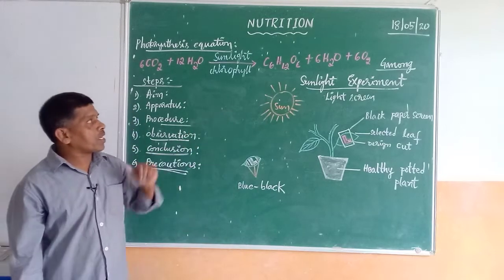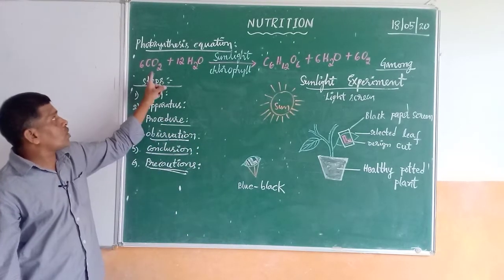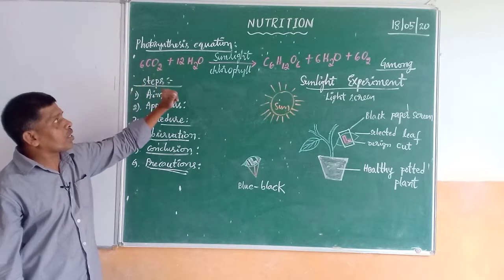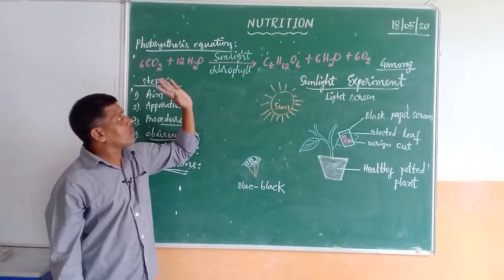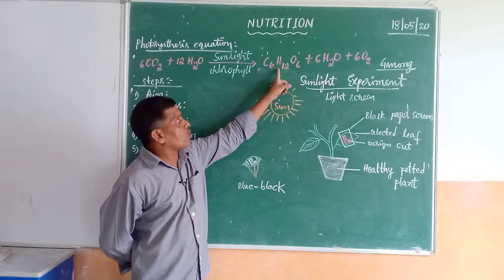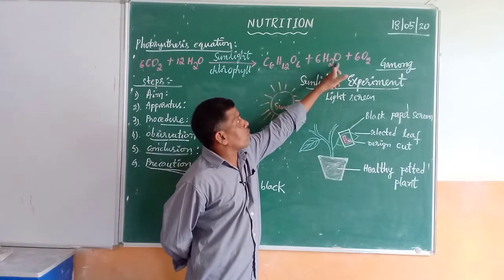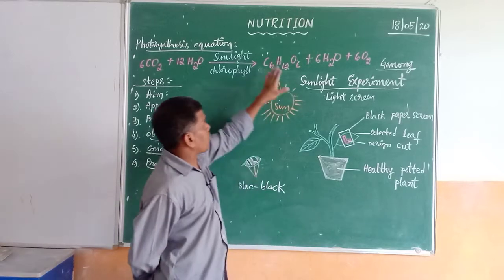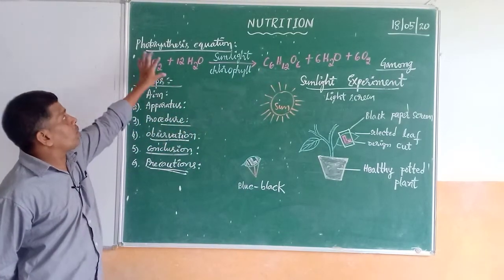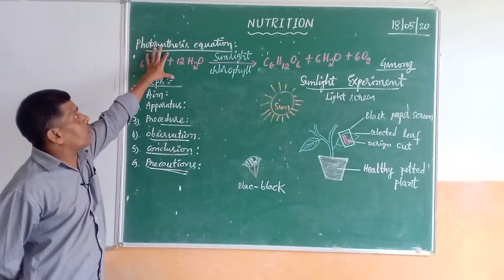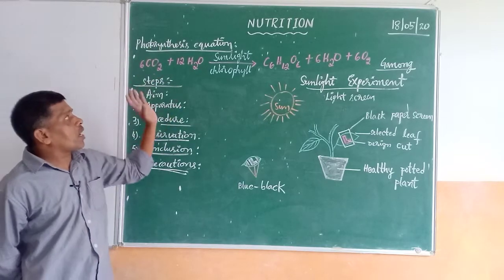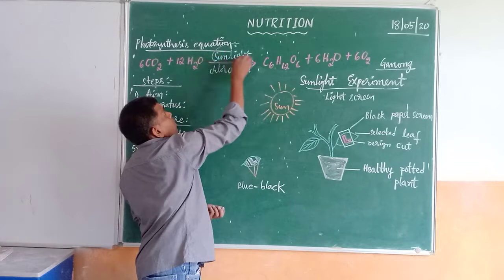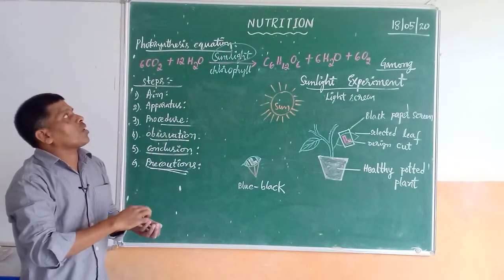Before we start with the experiment, let us again go through the photosynthesis equation. You can see that carbon dioxide is reacting with water in the presence of sunlight and chlorophyll to give rise to one molecule of glucose, 6 molecules of water and 6 molecules of oxygen gas. Now this is a photosynthesis experiment. The photosynthesis process can be carried out only in the presence of sunlight. This is an experiment to prove that without sunlight photosynthesis cannot be carried out.